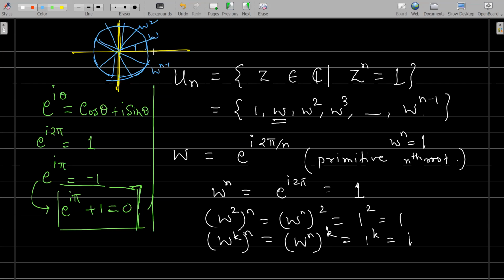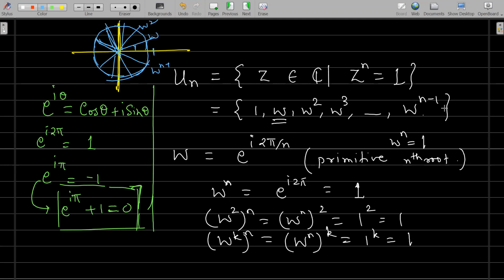This is omega raised to n minus 1. Omega raised to n is again 1. Omega raised to n plus 1 will be again omega. Omega raised to n plus 2 will be omega square, and so on. It's a cyclic thing, right? So they keep rotating again. So how many are distinct out of all these powers? Every power is an nth root of unity, but how many will be distinct? 1, omega, omega square up to omega raised to n minus 1. Is this structure clear to everyone?